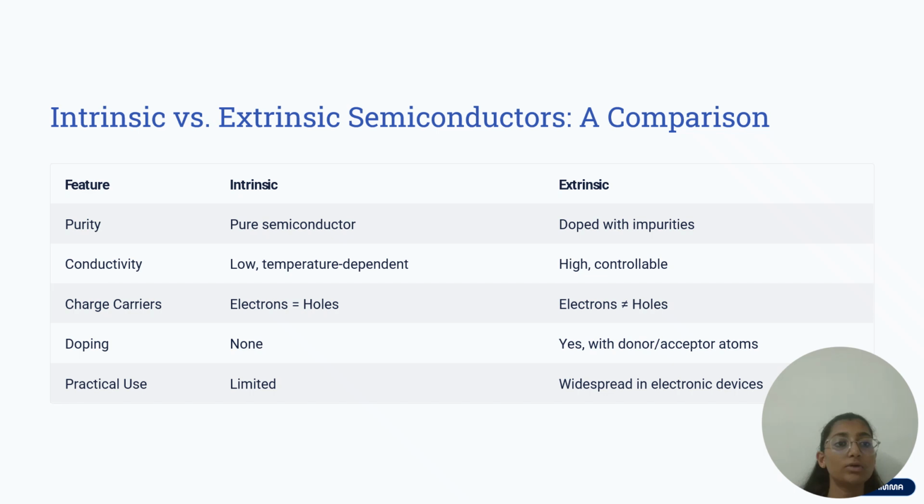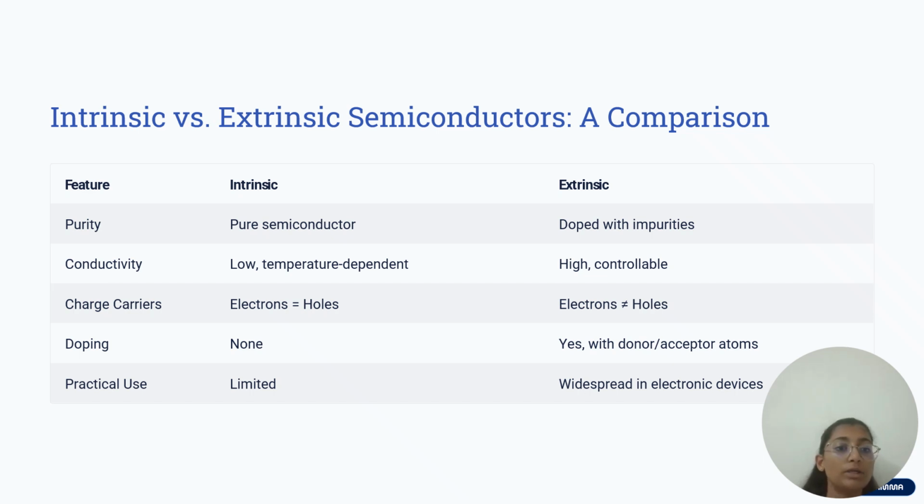Now let us compare both the intrinsic and extrinsic semiconductors. In purity, intrinsic semiconductors are pure and extrinsic are doped with impurities. Now let us see conductivity. Intrinsic is low and temperature dependent, but extrinsic is high and controllable. Charge carriers: in intrinsic, electrons are equal to holes, but in extrinsic, they are not equal. In n-type, electrons are greater than holes, but in p-type, holes are greater than electrons. It depends on the doping.